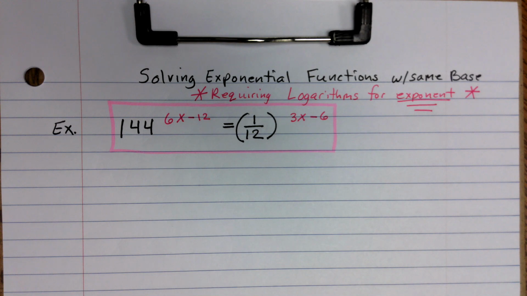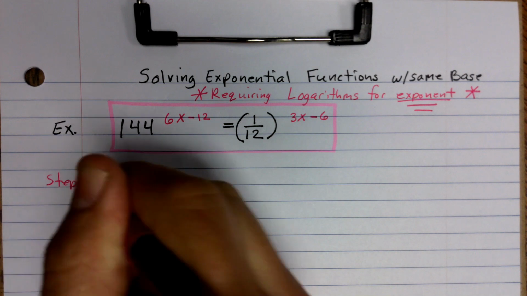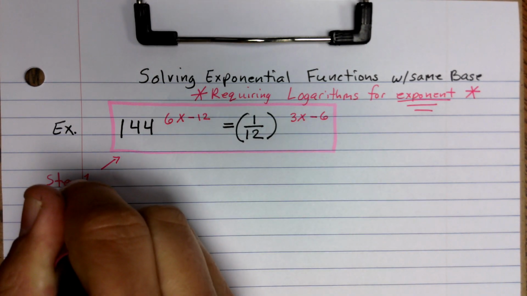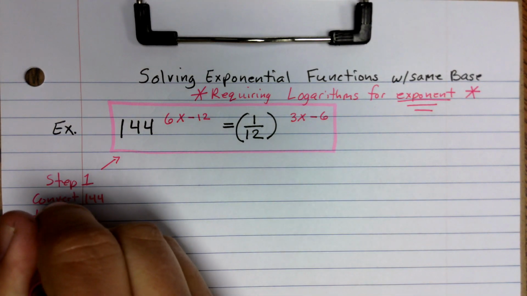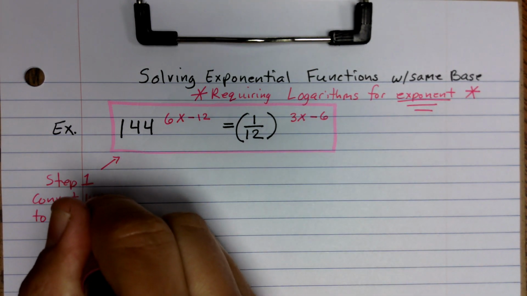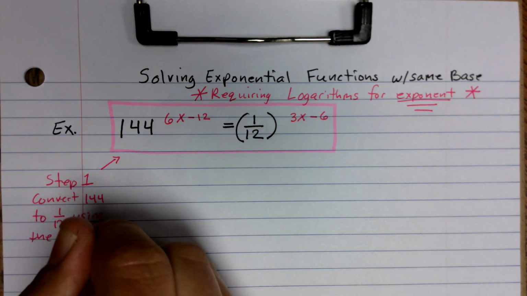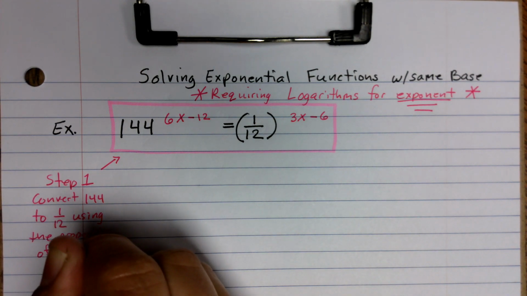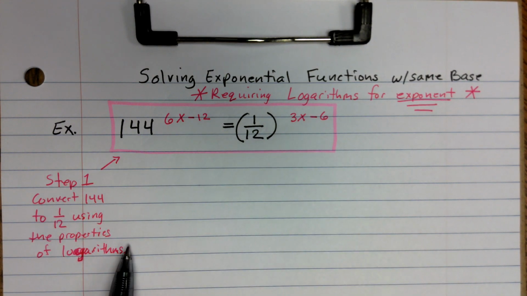So if I'm getting a problem like this, the first thing I would do, and so I'm going to write step 1, I'm going to put an arrow. I'm going to put convert 144 to 1 over 12. That way you have the same base using the properties of logarithms. So that's what we're going to do first.